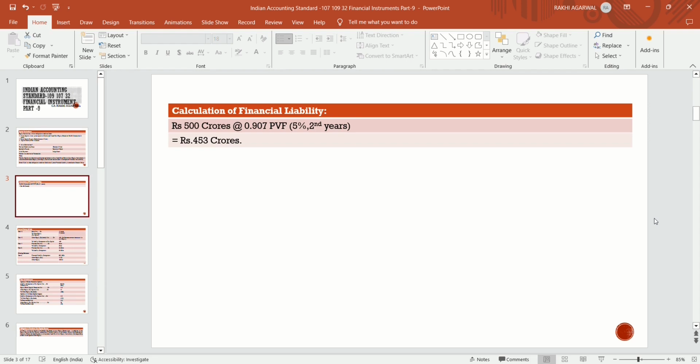So it is 500 crores. In order to bring it to present value, 5% is the market rate for 2 years. So to pull that at 5% to today's value, it becomes 453 crores.